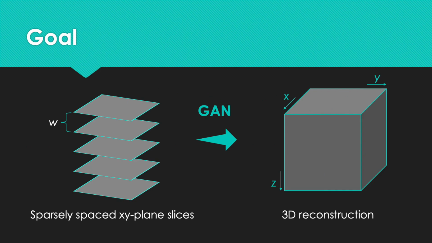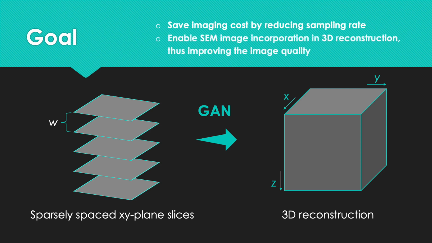Following this idea, we propose a GAN-based method to reconstruct 3D digital rock images from sparsely spaced XY plane slices. This method would greatly save imaging time since the sampling rate along the axis is reduced. Moreover, it enables the utilization of SEM images in 3D reconstruction and thus significantly improves the quality of digital rock images.